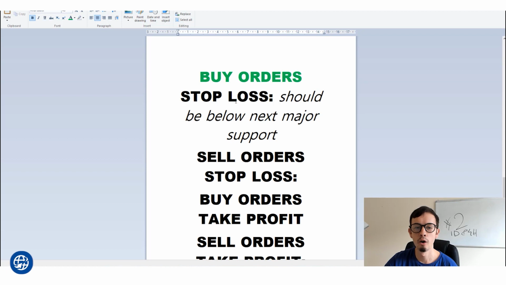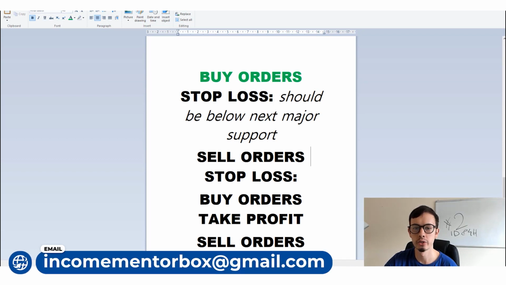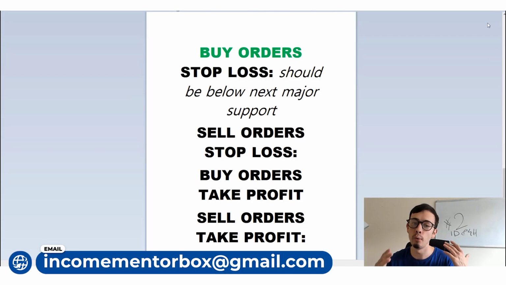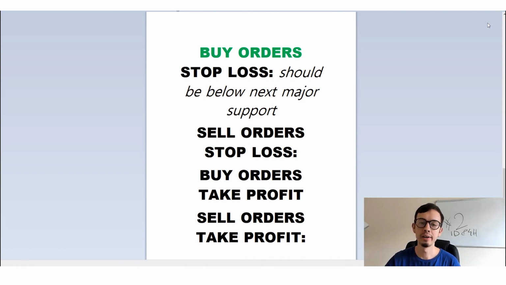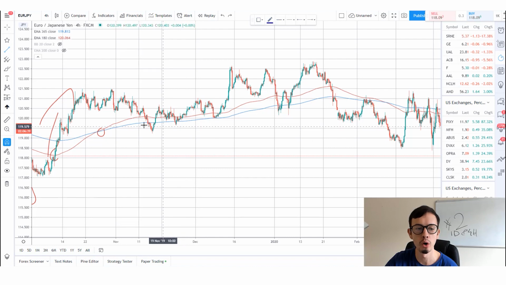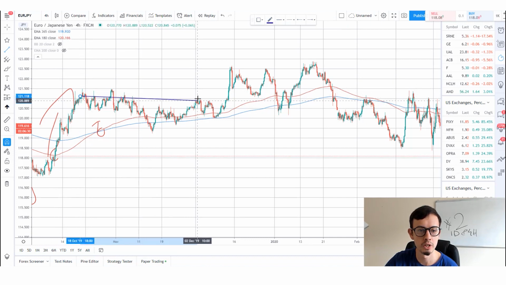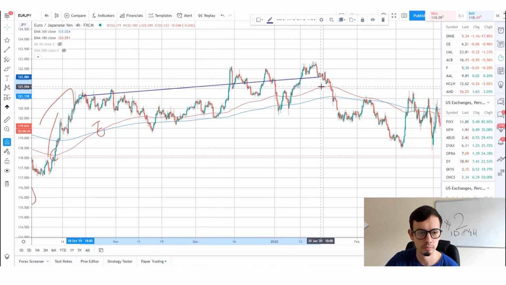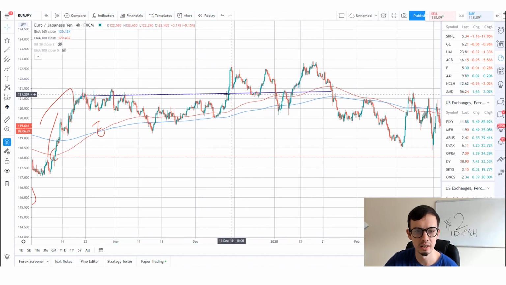Now, for the buy orders, your stop loss should be where? So for the buy orders, your stop loss should be below the next major support. For example, if I buy here, I know that this is my resistance. I'm just generalizing, okay? Resistance right here. I'm talking about this section here.